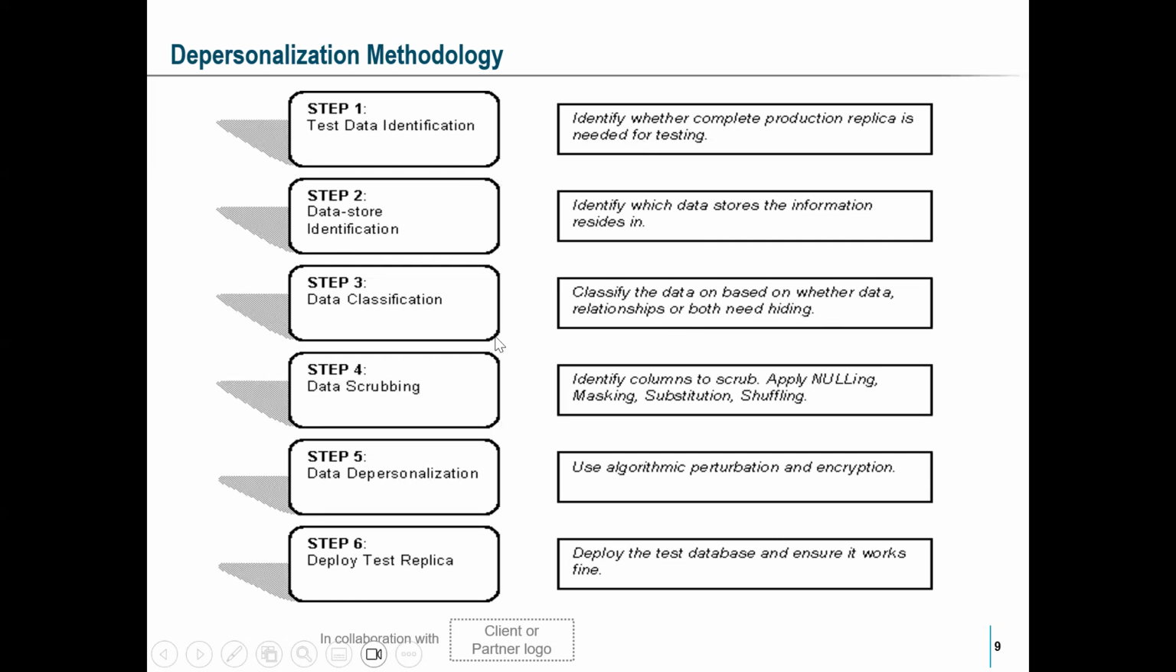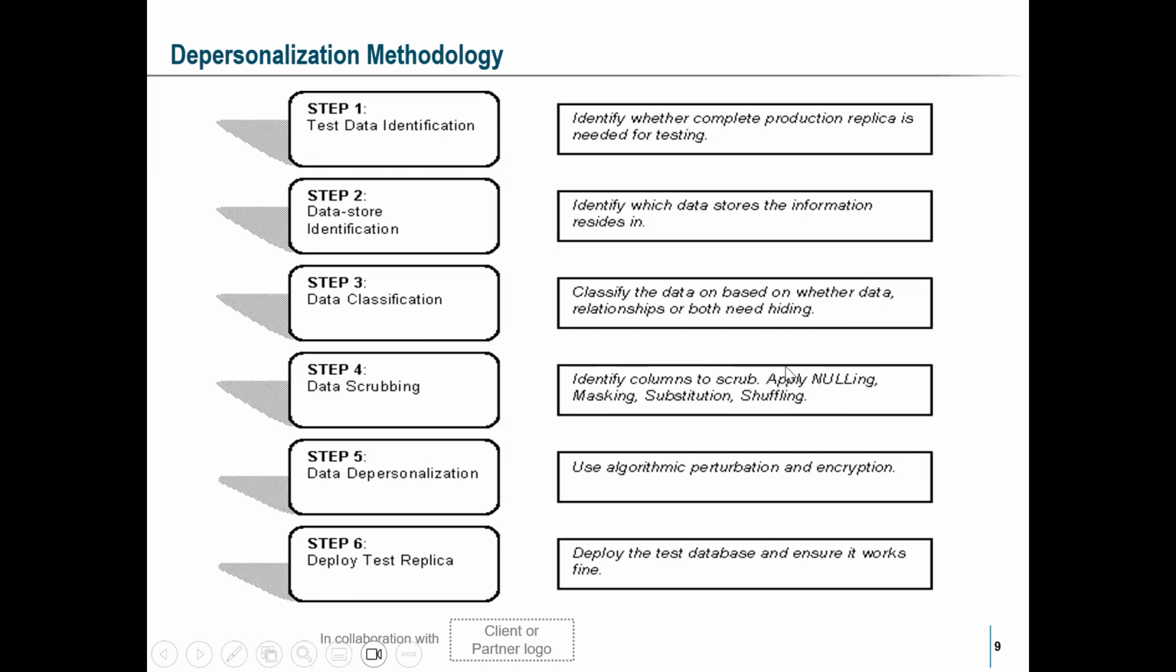Hiding, and then scrubbing. So we have different data masking techniques. Identify the columns to scrub. That means applying the masking logic to change the data, name into different names, SSN into different SSN. It looks like a real number, but it's not a real SSN number. Apply nulling, masking, substitution methods.